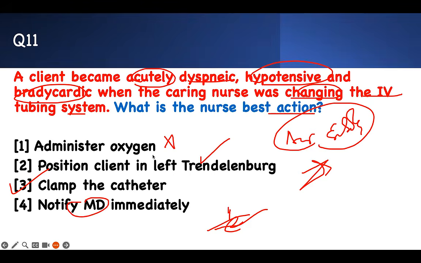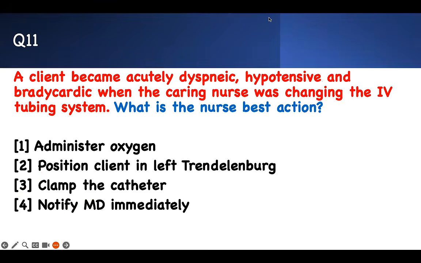Calling the doctor, the patient will be dead. So clamp the catheter, place them in left Trendelenburg, and then give them oxygen. Then you call the doctor and pray for a better outcome. So 3 is the right answer.